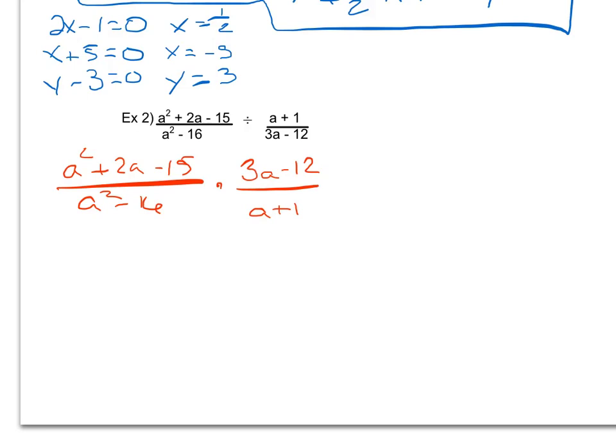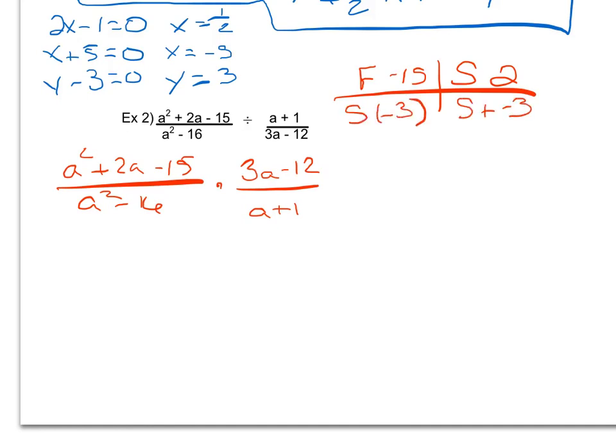So I'm going to look at the top here. I see I have a trinomial that does not have a coefficient on my quadratic term. So I'm going to say factors of negative 15 with a sum of 2. Well, I know that 5 times negative 3 is negative 15, and 5 plus negative 3 does equal 2. So I'm going to factor that to be a plus 5 times a minus 3.